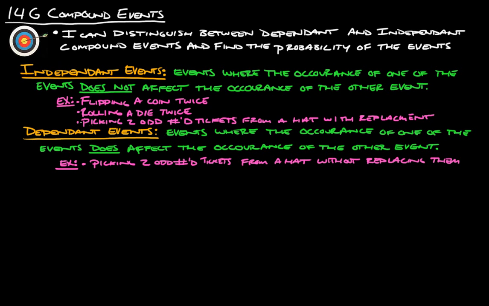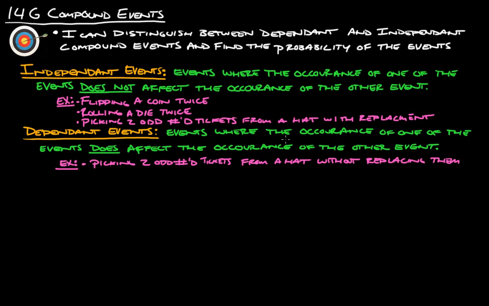Rolling a die twice, again, doesn't matter what happens on the first one as to what will happen on the second one. And then picking two odd numbered tickets from a hat with replacement, meaning that you would have replaced the first ticket. So you take the ticket out, see if it's odd, put the ticket back in, and pick another one out. Okay, so those are all independent events.